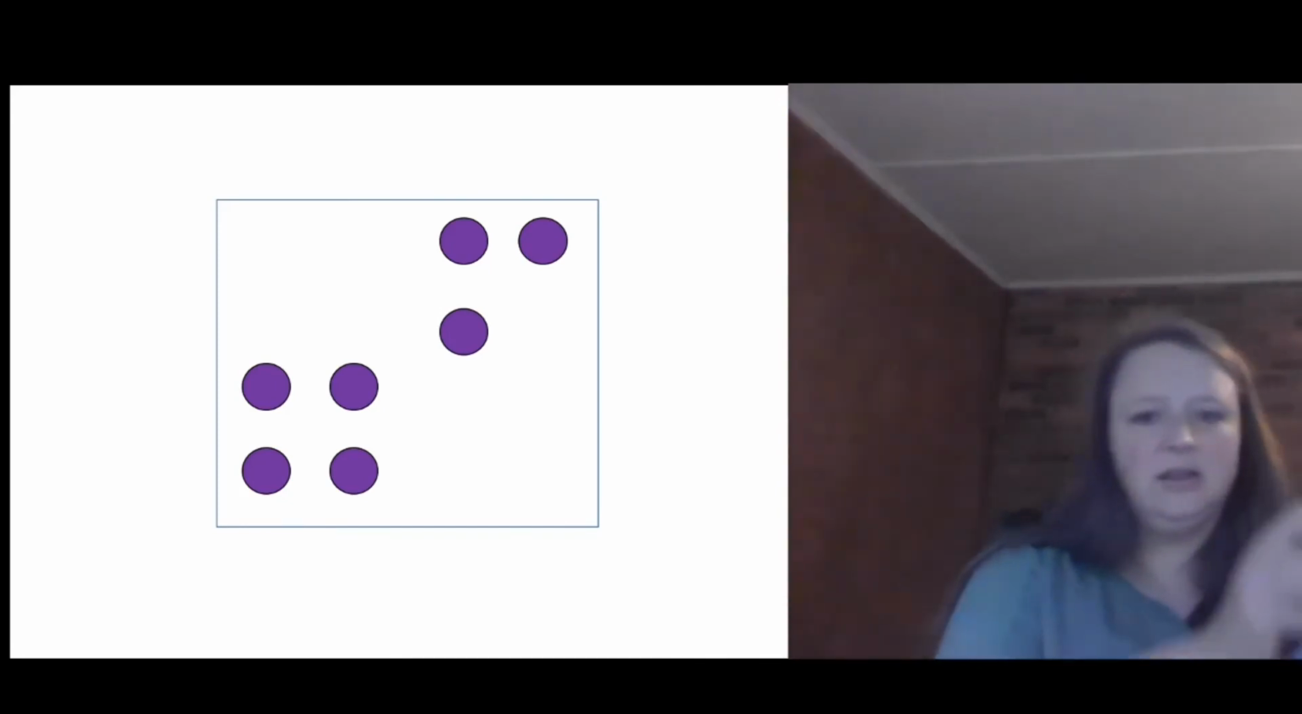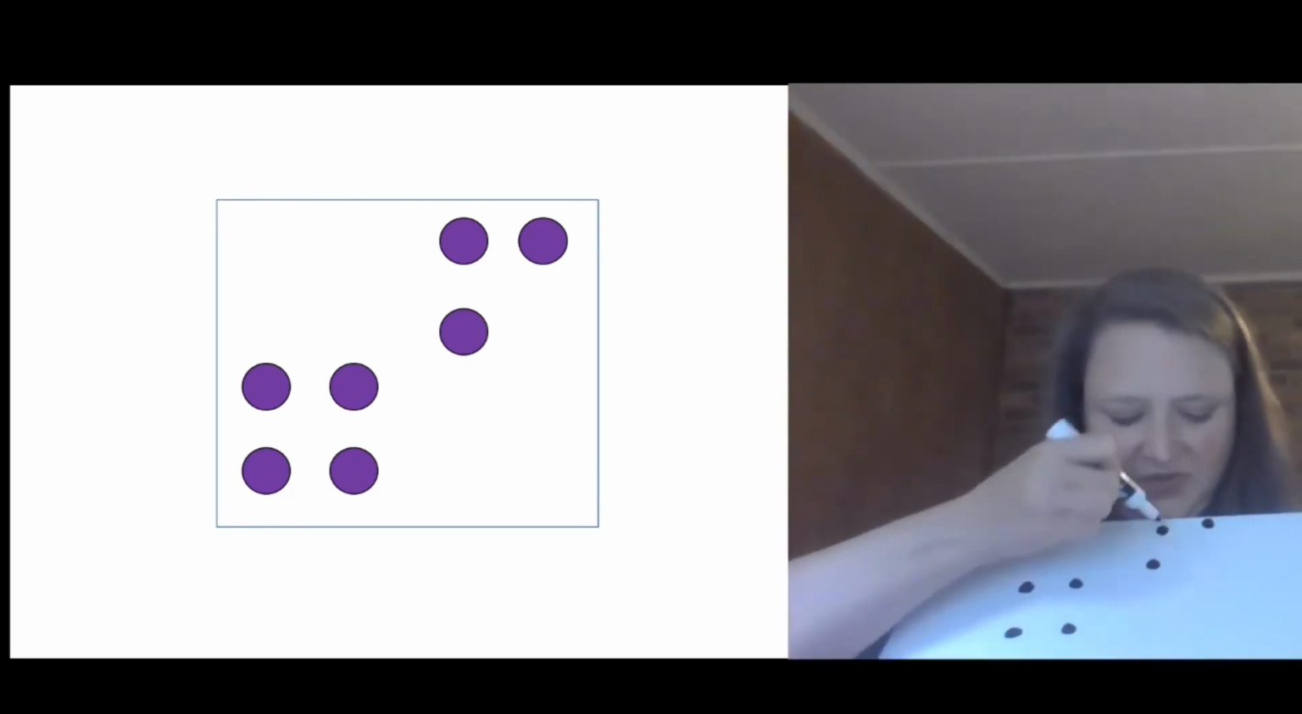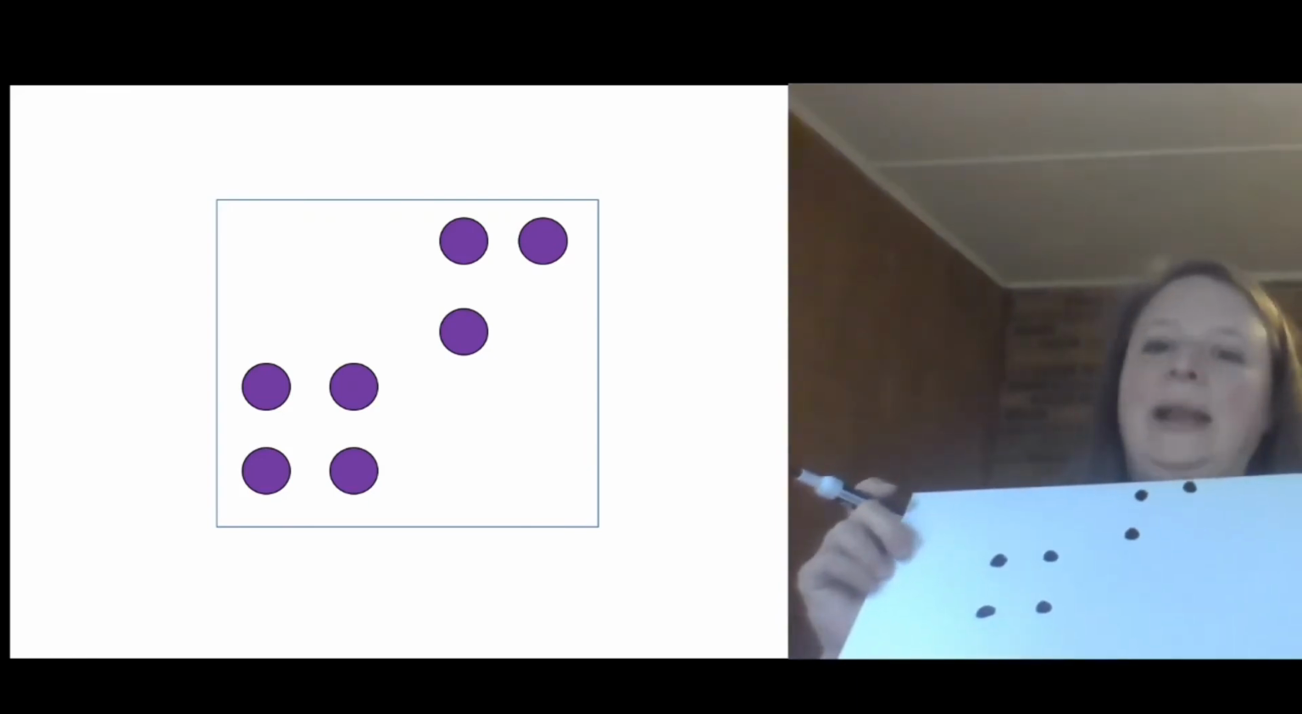All right, that's a lot of dots. All right, let's count them. Are we ready? 1, 2, 3, 4, 5, 6. It is 7. We've seen so many different 7s today. All right, how did you see 7?